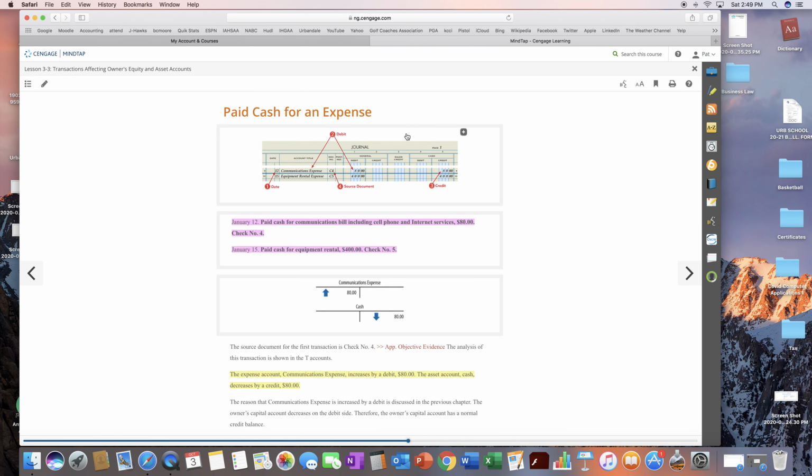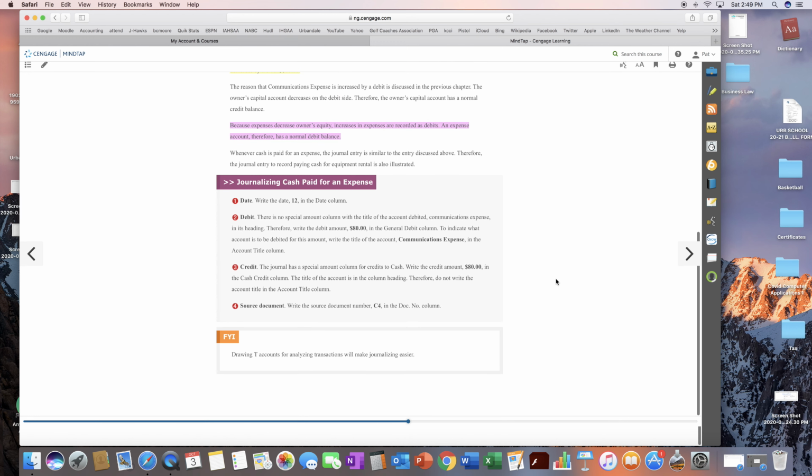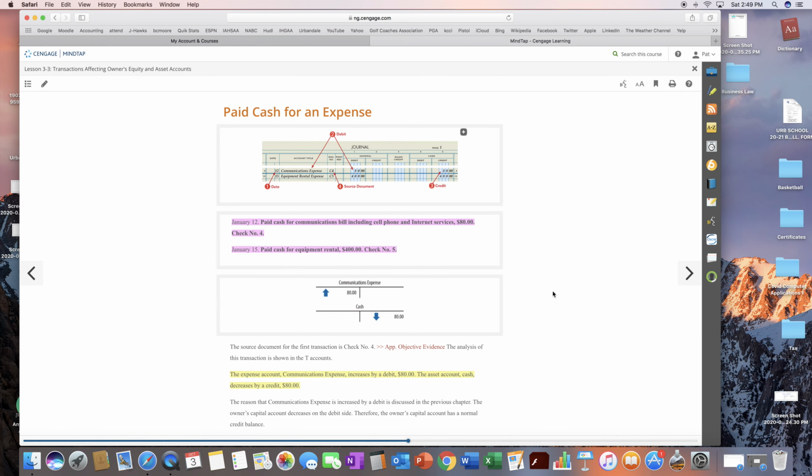Pay cash for an expense is a pretty simple one, and we have 2 different expenses here. This time it says we're paying for communication bills, cell phone, internet services, $80 check, and we're paying cash for a rental for rental equipment. Each one of these, I don't know if they have 2 T accounts, I must only have 1, but you would have rent expense debited, cash credit, and a T account here if you had another one.